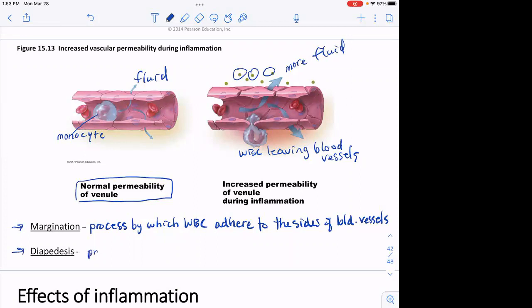That is the process by which white blood cells migrate out of the blood vessel into the tissues. And of course, if that was a monocyte, now it would start to differentiate into either a dendritic cell or a macrophage once it leaves the blood vessel.